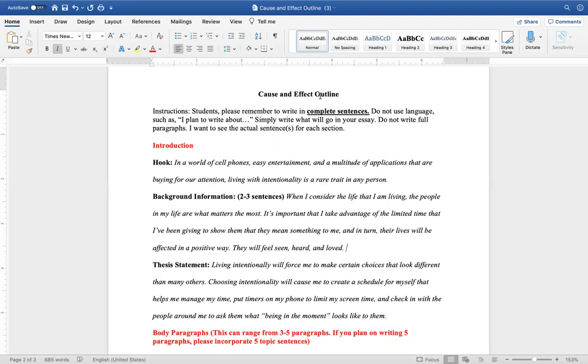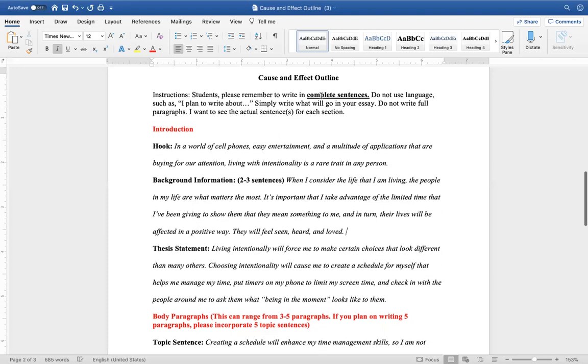What I would like you to do this week is to highlight the body paragraph that you want me to review. You can highlight just the first sentence, and that will suffice for me to know which body paragraph is important to you. So, in my cause and effect outline example, I am really focusing on the causes.